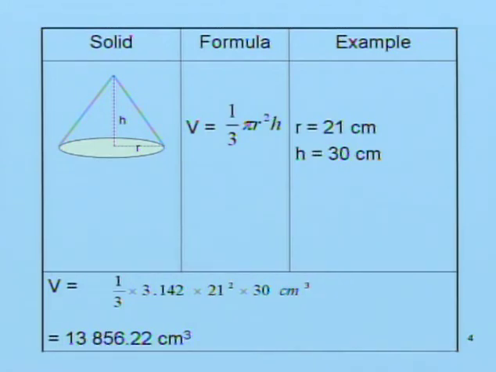If we look at an example, r is equal to 21 cm, h is equal to 30 cm, then the volume is equal to 1/3 times 3.142 times 21 squared times 30. That will give us 13,856.22 cm cube.